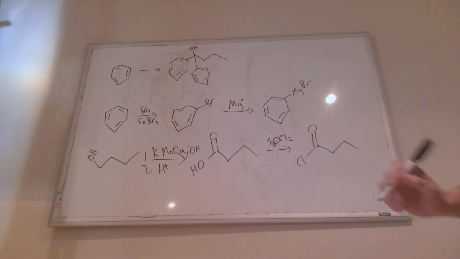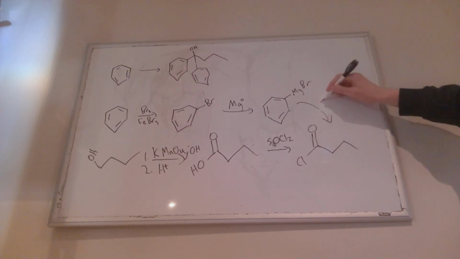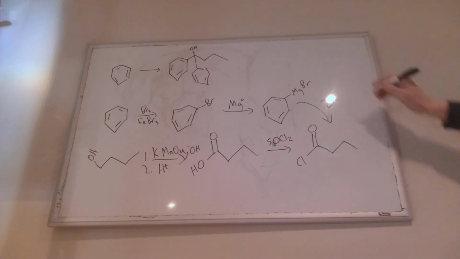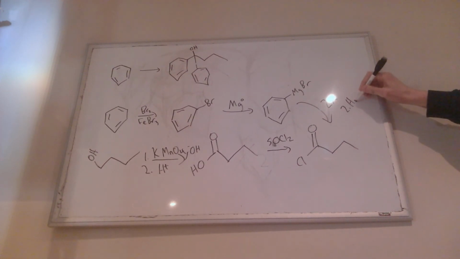The acyl chloride can react very easily with the Grignard. If we react two times with the Grignard, we end up with the intended product after an acidic workup as our second step.